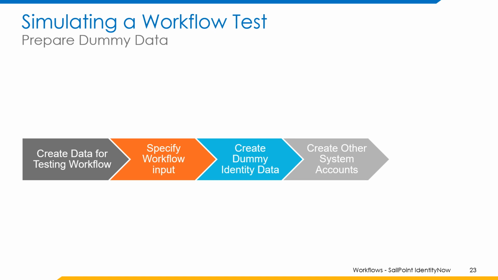Third, creating other system accounts. It depends upon what event trigger you are selecting and what functionality you include in your workflow. Make sure that no uncorrelated data is present. Lastly, configure other test data. This section includes creating access profiles, roles, and adding entitlements to users.